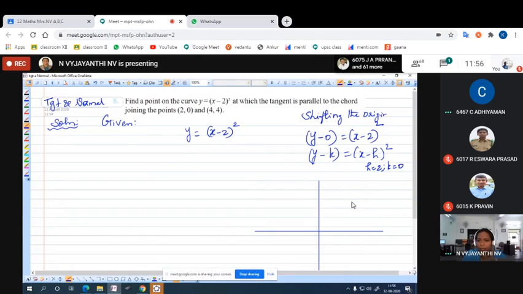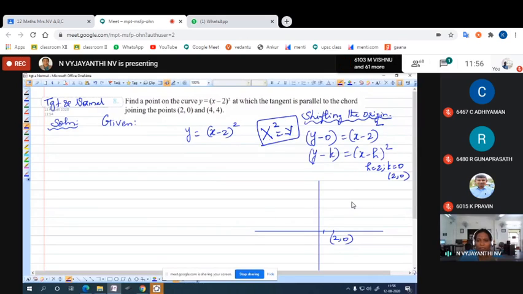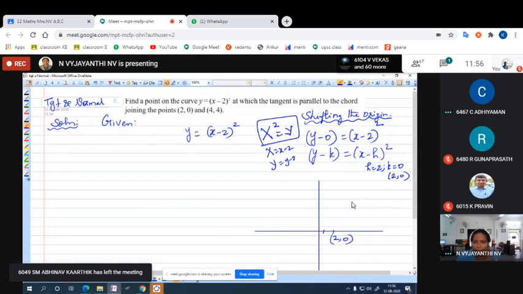So where will be the vertex? Now (h, k) is the vertex. Where will be (2, 0)? This is (2, 0), no? Now we can rewrite this parabola as X² = Y. So x² = y is a parabola which is open upward. So we have to draw a parabola here.